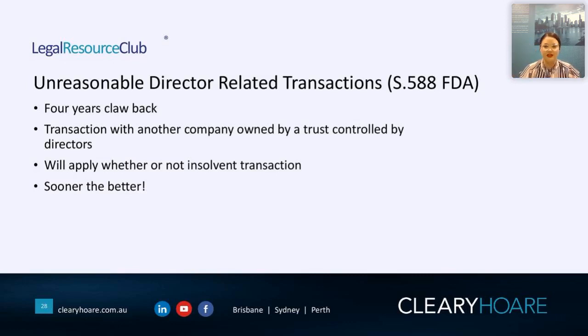So the gift made to Shield Protection is likely to be seen as a transaction between Throw an Axe and, for the benefit of a director, as Shield Protection is wholly owned by a discretionary trust controlled by the director. So provided that Throw an Axe is solvent at the time of the transaction and after the transaction, which means the amount of the gift is less than or equal to the net equity of the company, which on the current facts it is, the transaction can only be clawed back within the first 4 years after the gift is made.